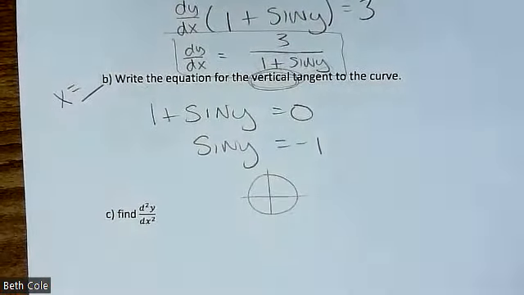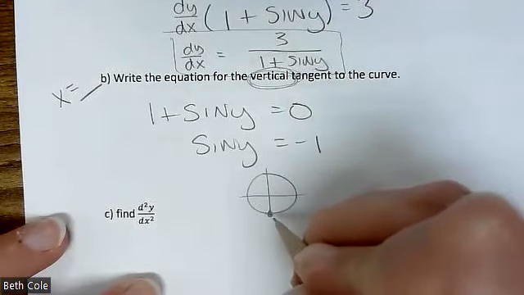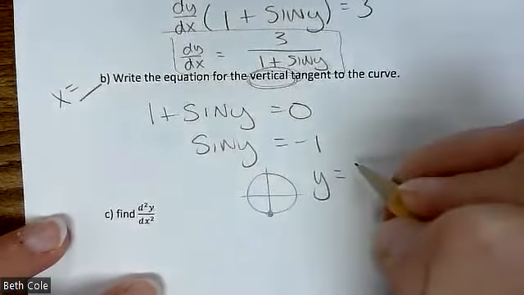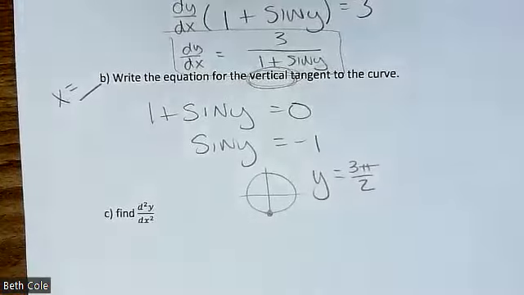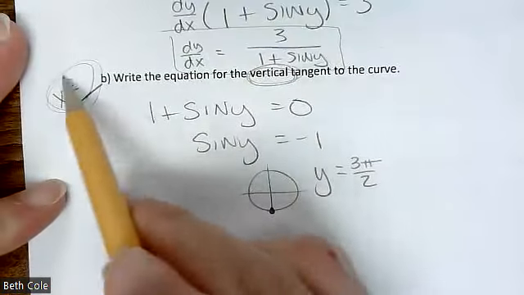Where is sine negative 1? I'm looking for a word like up, down, left, right. Sine is the y value. Down, it's right here. What is that on the unit circle? Y would have to be 3 pi over 2. Now, unfortunately, that's not the answer. I feel like if you got there, you'd get a point though. But your answer needs to be x equals something.